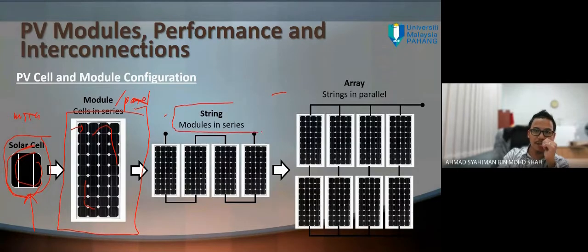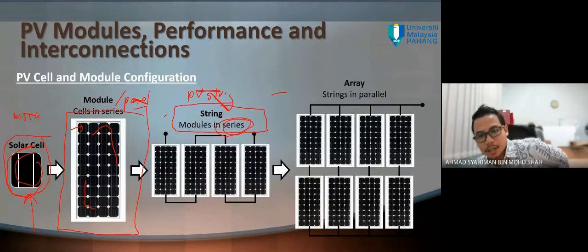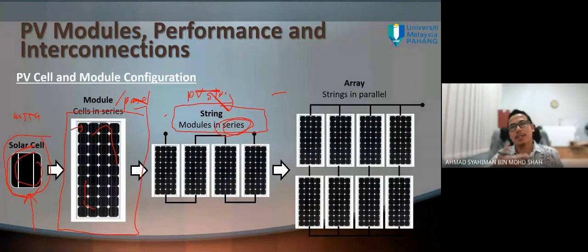PV string. Okay, we call that PV string. Several modules connected in series. Okay, series. When it comes to series, what will be different? For example, we have the value of the current, the value of the voltage. So when we connect in series, what will change and what will not change?